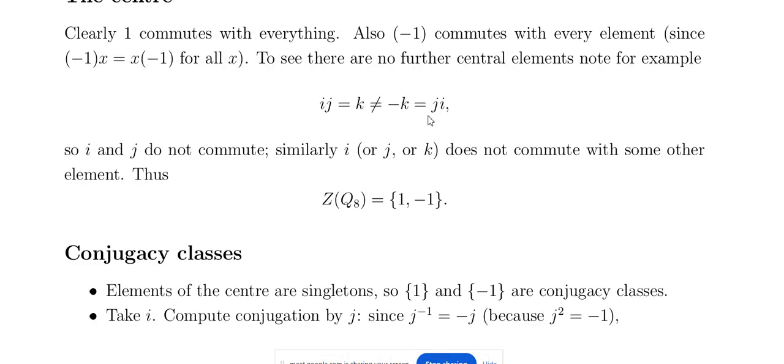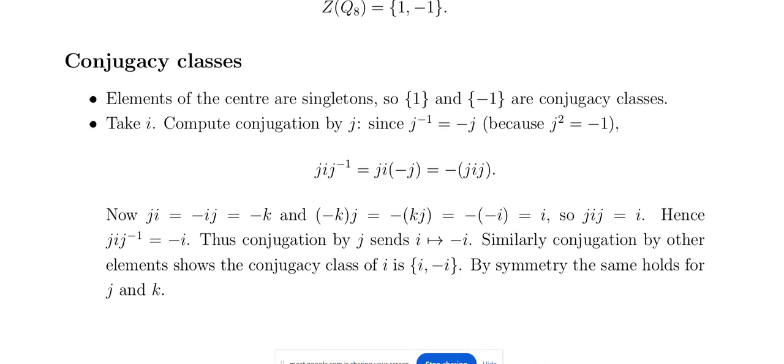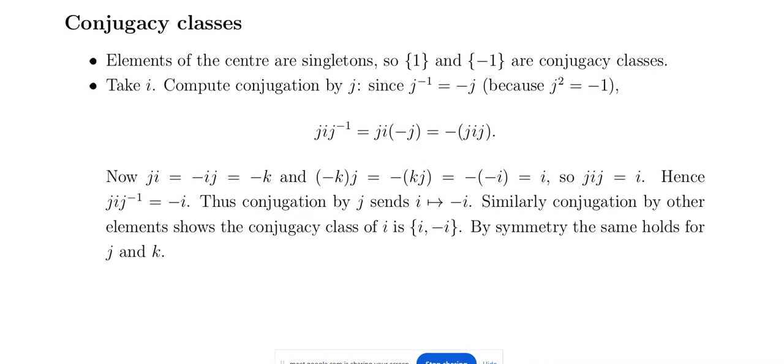The center of the quaternion group is 1 and minus 1. The elements of the center are singletons, that is 1 and minus 1. For the other conjugacy classes, compute conjugacy by j, that is j i j inverse. Because j square equal to minus 1, j inverse equal to minus j, so that is equal to minus jij.